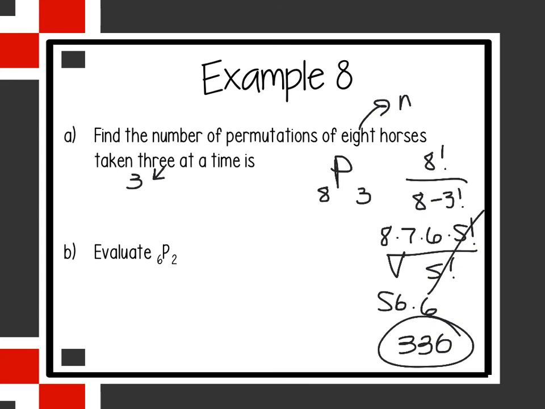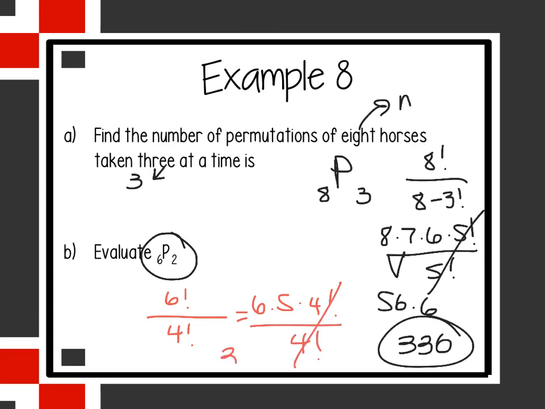Questions on that one? Okay, or you'll see it written just like this, and it would be 6 over 6 minus 2, which is 4. This is 6 times 5 times 4 over 4. That's 30. So a question like that, obviously expect on the non-calculator portion.